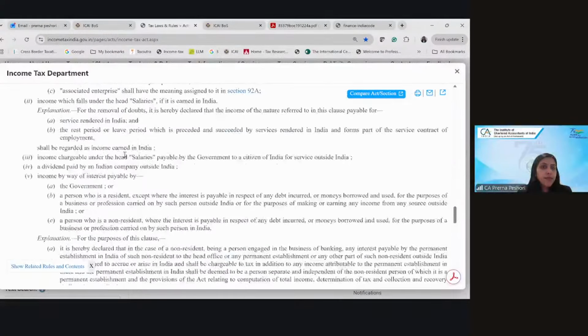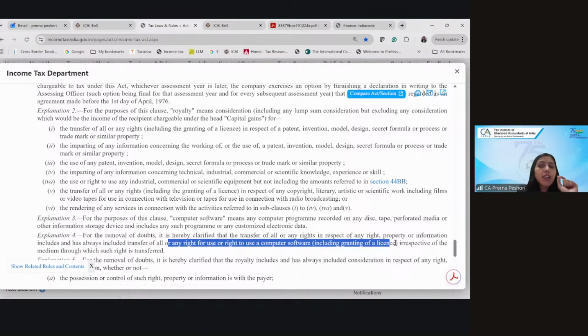It gives a very comprehensive definition of royalty. But there is Explanation 4 over there, which says that it is hereby clarified that the transfer of rights in respect of any right, property or information includes the right for using or right to use a computer software, including the granting of a license, irrespective of the medium through which such right is transferred.